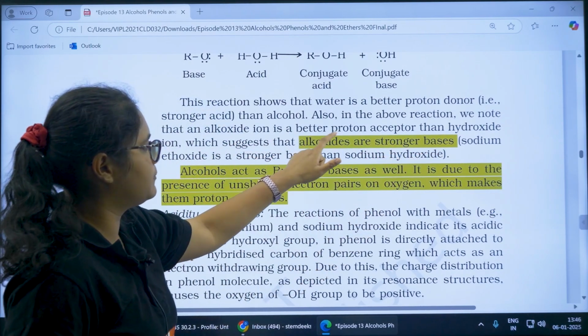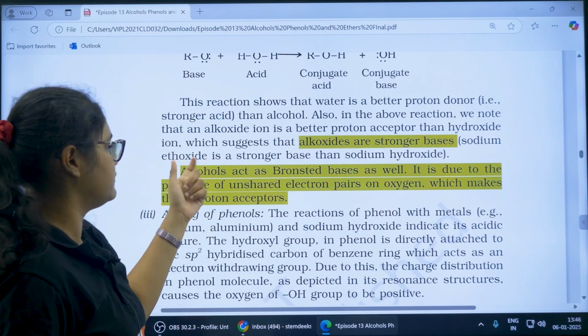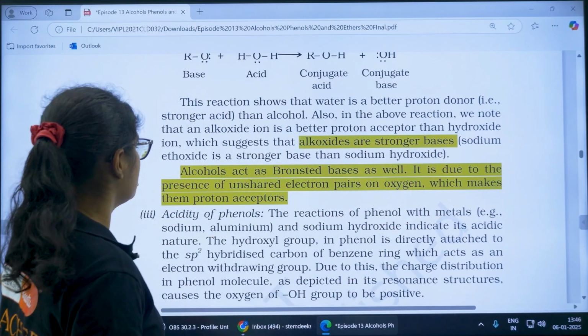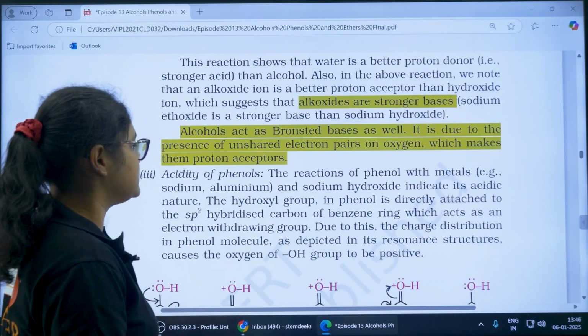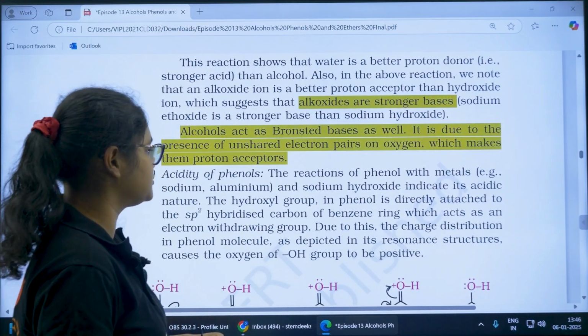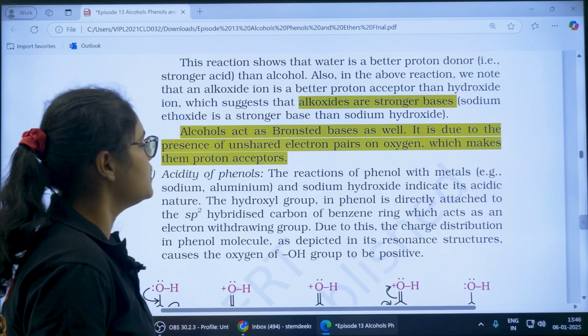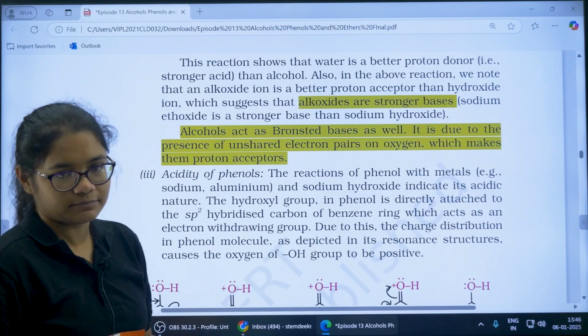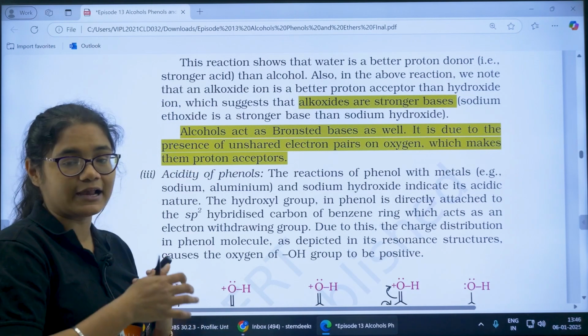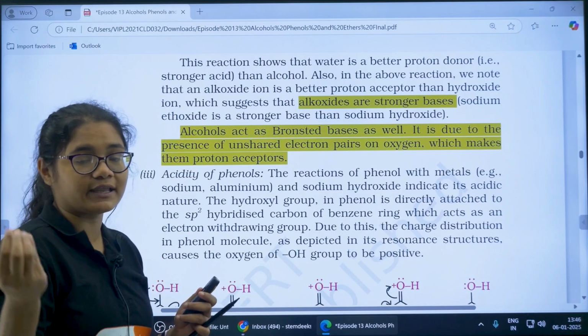Alkoxide ion is a better proton acceptor than hydroxide ion, which suggests that alkoxides are stronger bases. Next, alcohols act as Bronsted bases as well. It is due to the presence of an unshared electron pair on oxygen, which makes them proton acceptors. We have just discussed before that alcohols are Bronsted acids because they can donate H+.